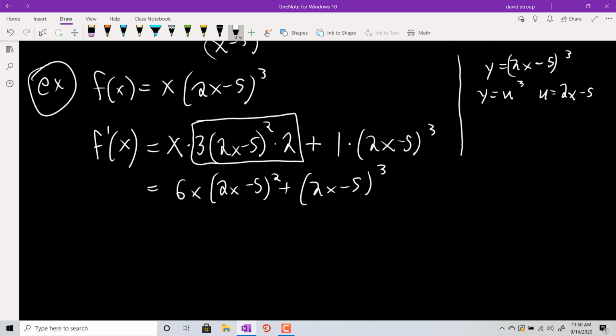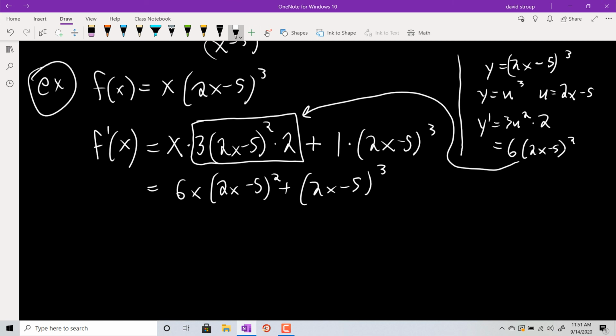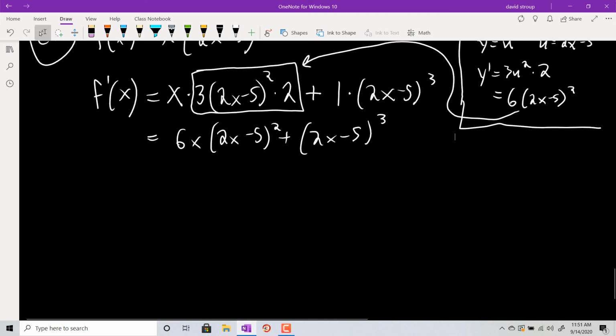Okay, so then you take the derivative of this: y prime is 3u squared times the derivative of u, which is just 2, and then of course that's 6 times 2x minus 5 squared, which is just that thing right there I put in the box. If you need to, you just do it in your margin. A long time ago, you'd probably have to do arithmetic in your margin. Now instead, you're doing little derivatives. Okay. All right. Let's look at another one.